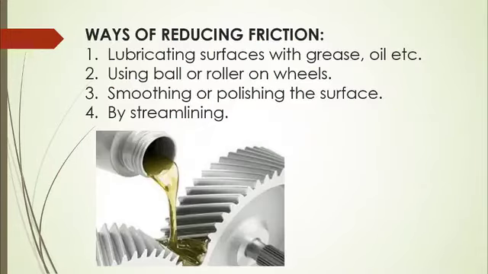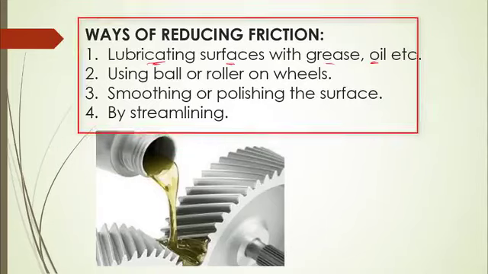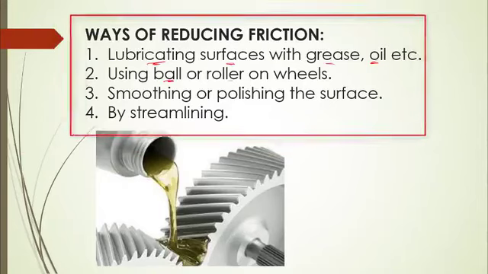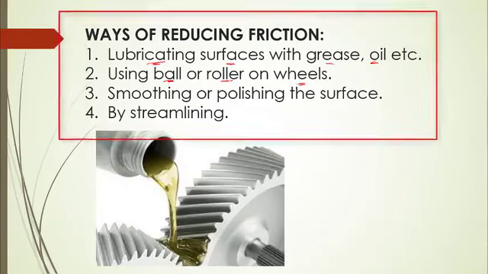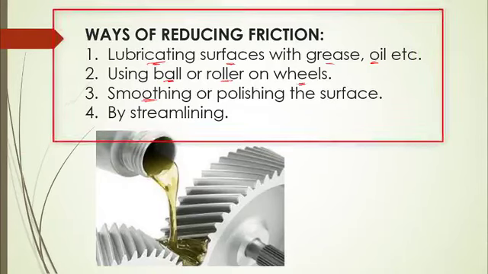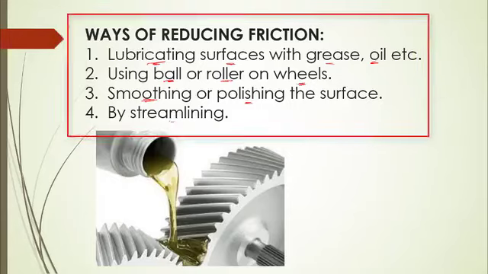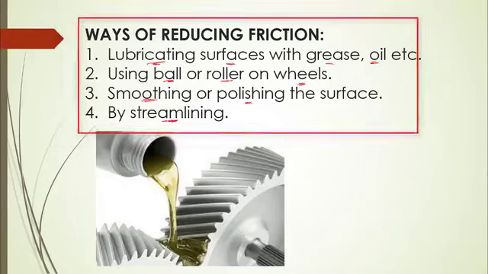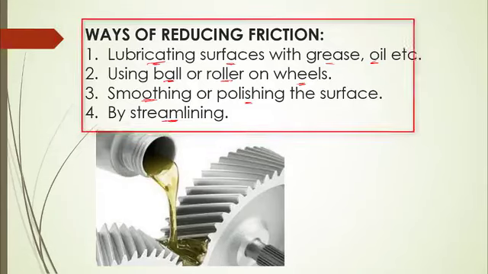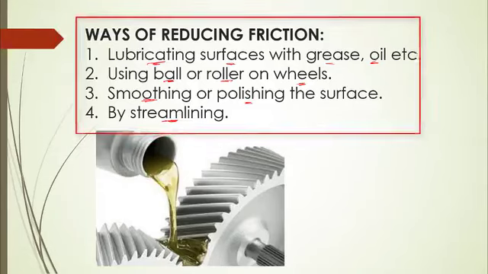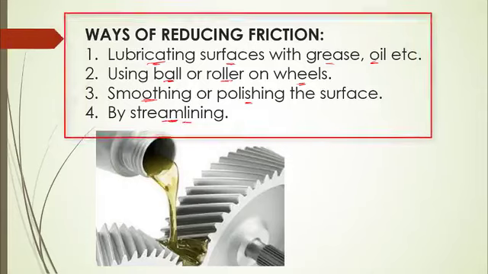There are some ways that we can reduce friction. One of them is by lubricating the surface with grease and oil. The second one is that we can use balls or rollers on wheels. The third is that we can smooth or polish the surface. And the fourth one is that we can streamline by a more efficient design or altering the initial design of that body to make it fit better.